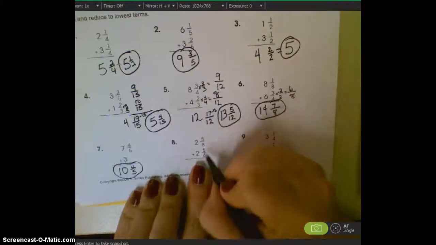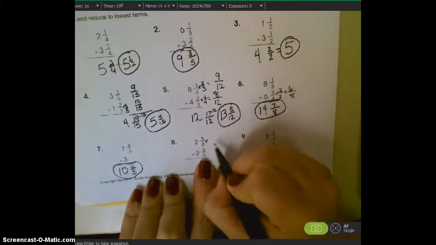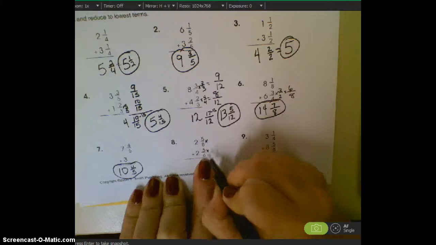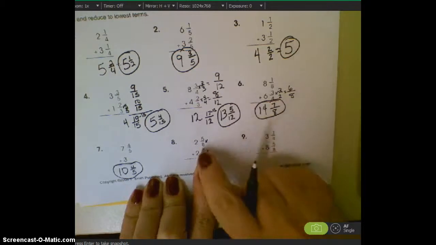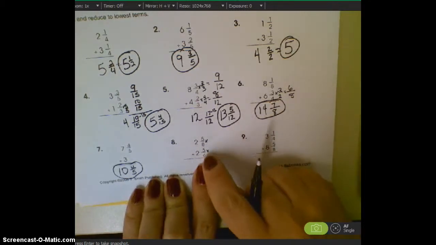This one, now we're looking for a common denominator. We're going to have to multiply them both by something. I'm thinking 8 times 1 is 8. Nope. 8 times 2 is 16.